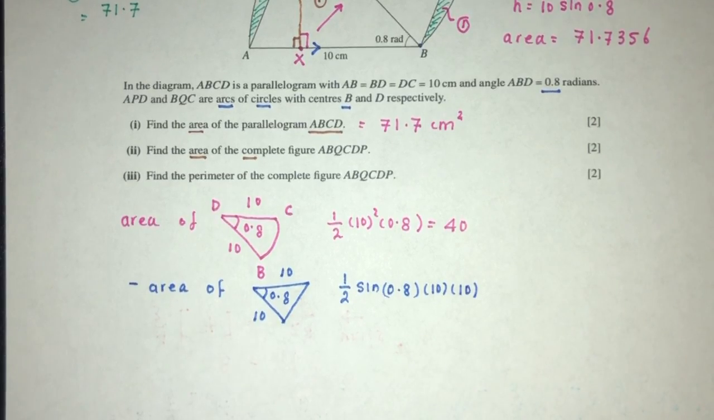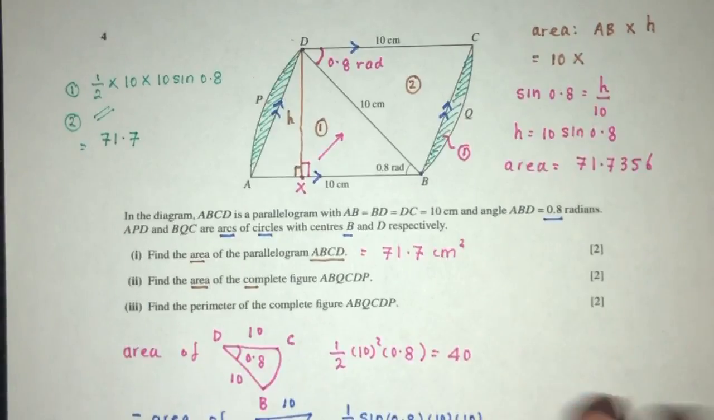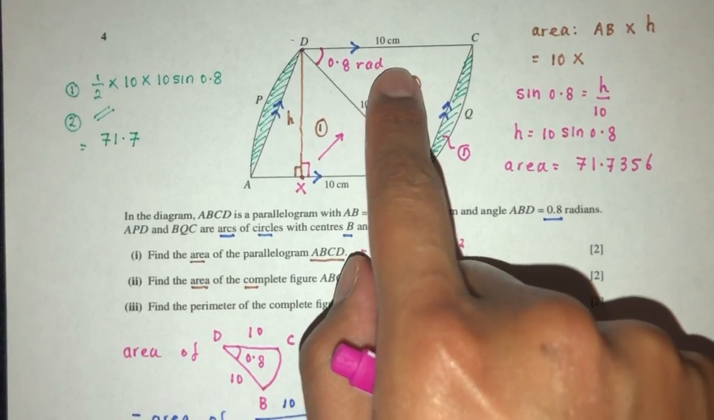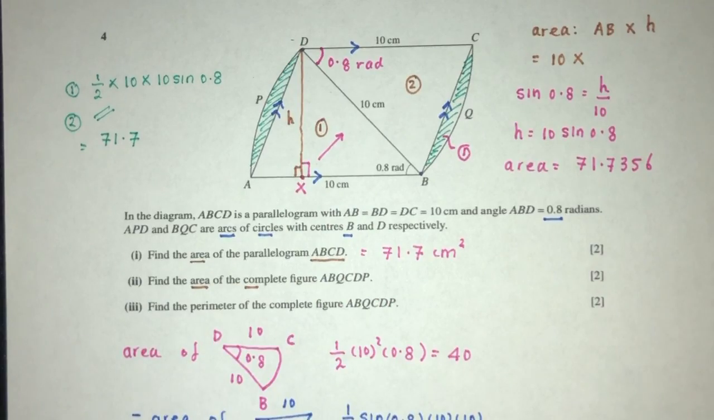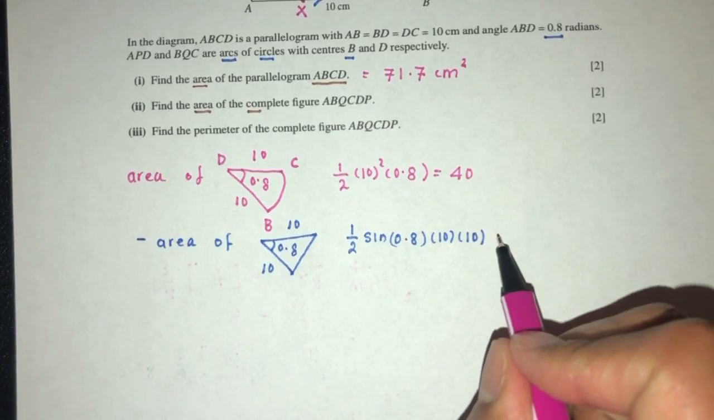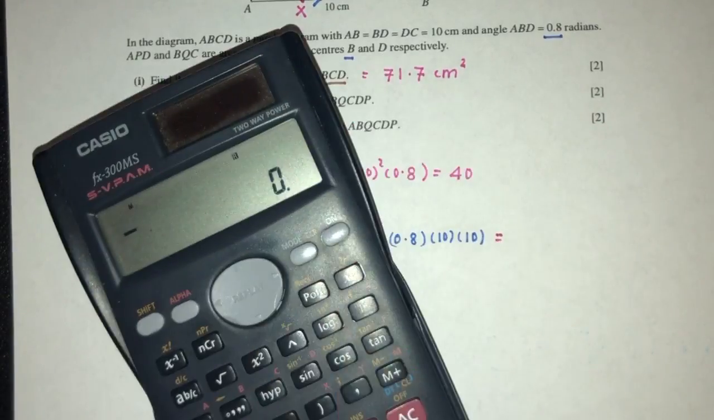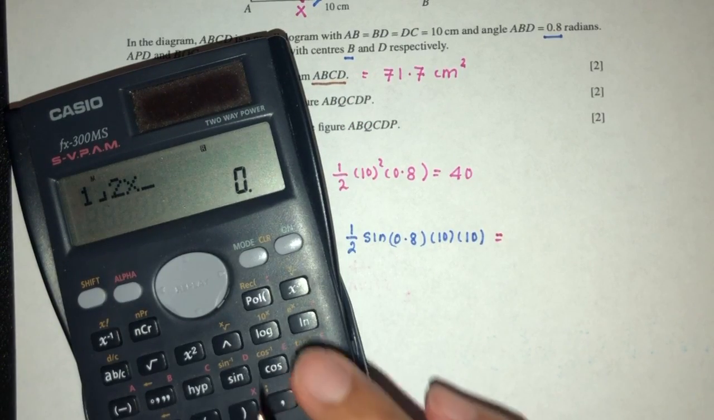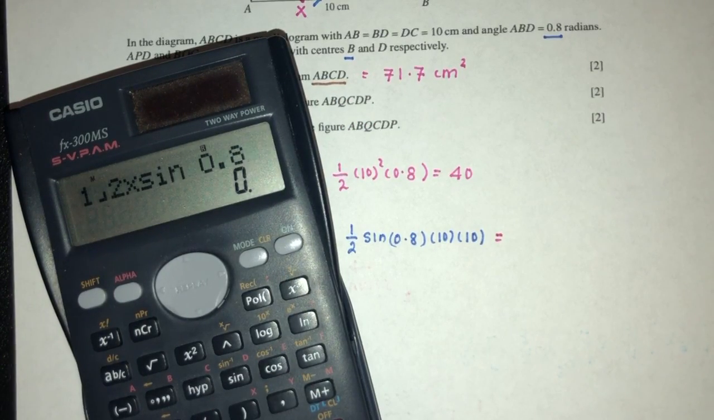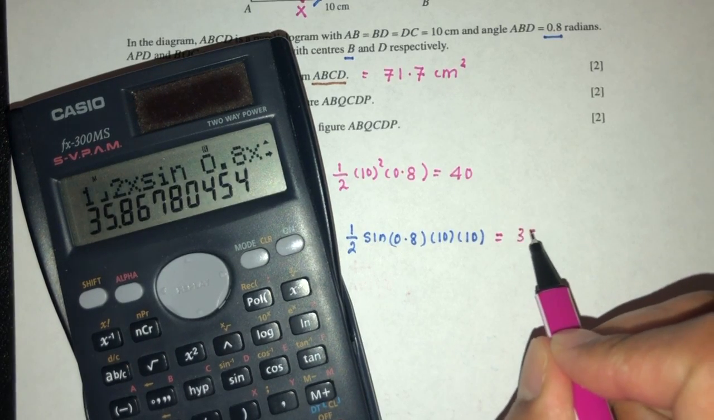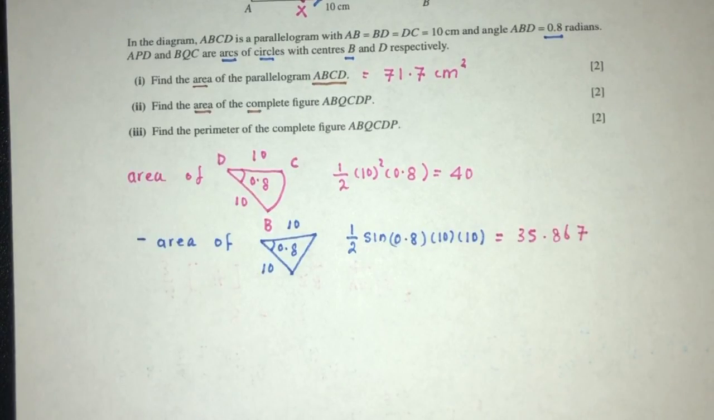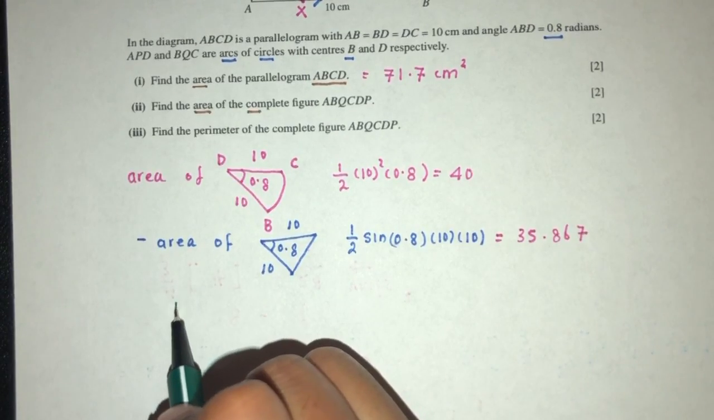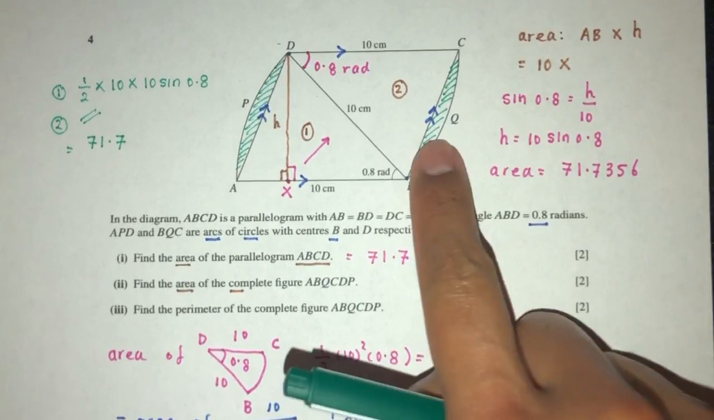However, since we have already found that, from here you can see, the triangle is the same as half times base times height. We know this as well, but why not use this one too? If you can, just use this one. That will be half times sine of 0.8 times 10 times 10. That should be 35.867.